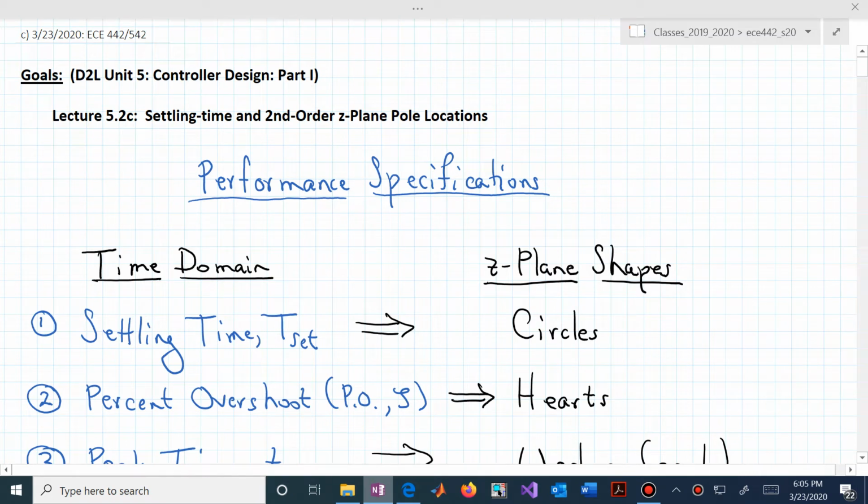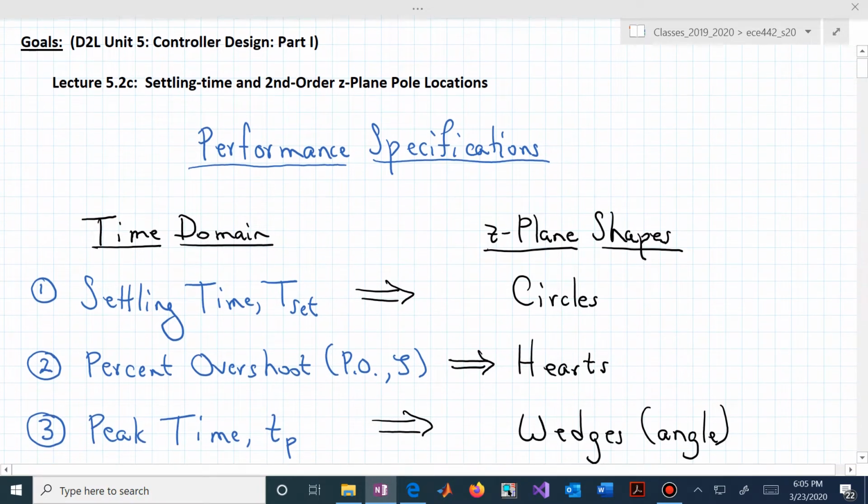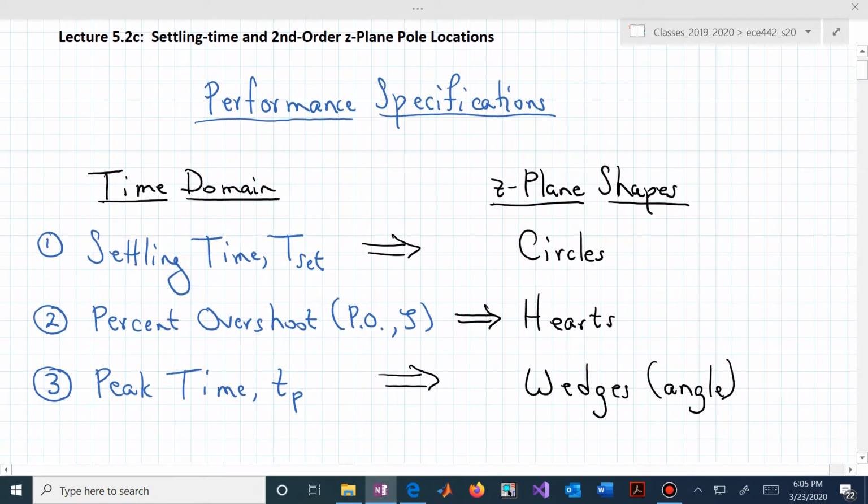ECE 442-542. What I want to do now is continue through lecture 5.2, and this particular segment is dealing with the first performance specification, which is the settling time specification. And how do you translate this settling time specification into second order Z-plane pole locations?